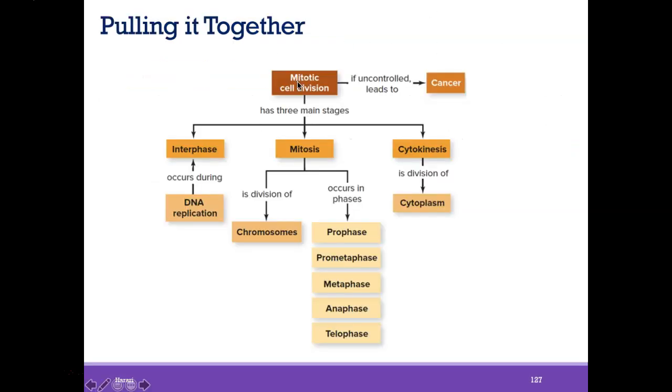To put it all together, we said mitotic division has three stages: interphase, mitosis, and cytokinesis. DNA replication by DNA polymerase occurs in S phase of interphase. Mitosis is division of the nucleus, right, with chromosomes, and that occurs in phases: prophase, prometaphase, metaphase, anaphase, and telophase. Cytokinesis is division of the cytoplasm that occurs during late telophase. And finally, we said if mitotic cell division is uncontrolled, it leads to cancer.